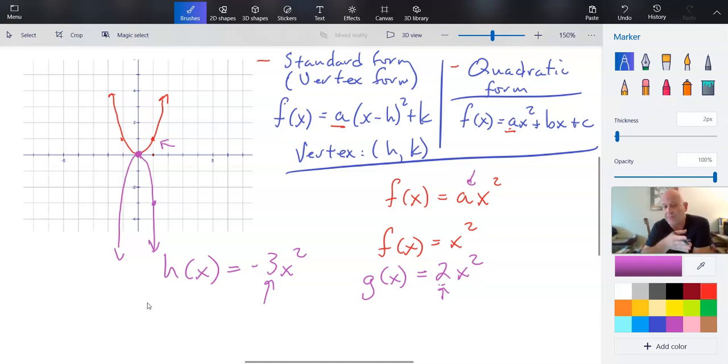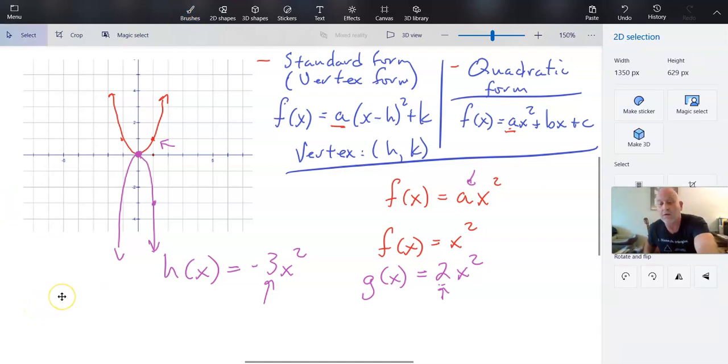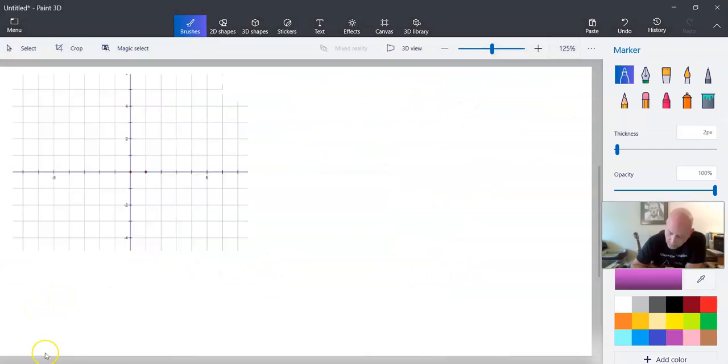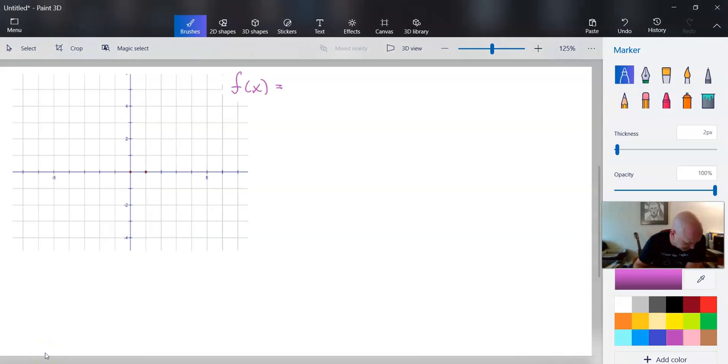Okay, so that's the big thing with A. You can always generate a point using A by moving one space to the right and then moving A spaces up or down, depending on whether it's positive or negative. Okay, so that's the first thing. So let's go ahead and clear this off and take another look at all this other business. Okay, so let's look at the function f of x is equal to 2 times the square of x plus 3 minus 2.